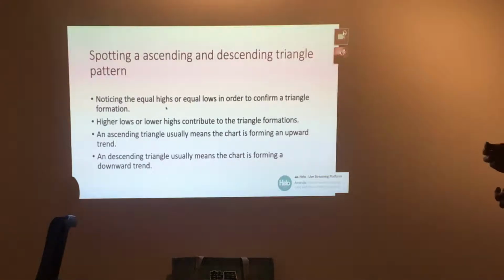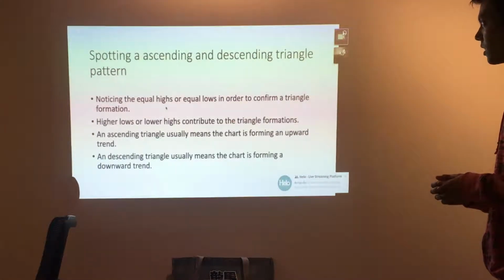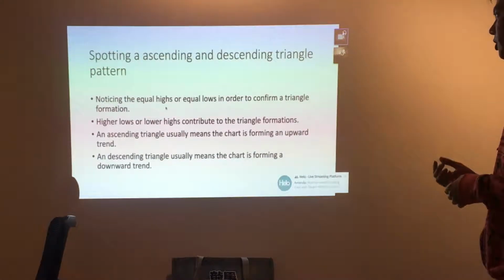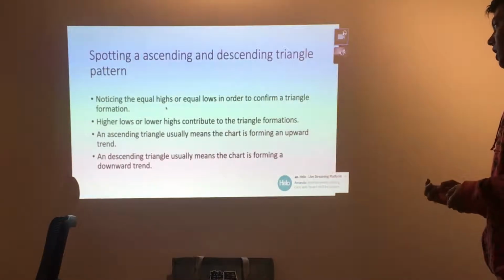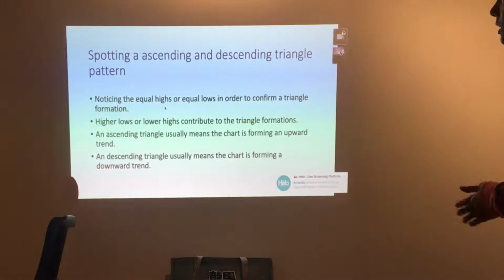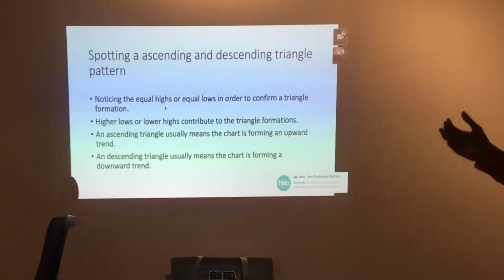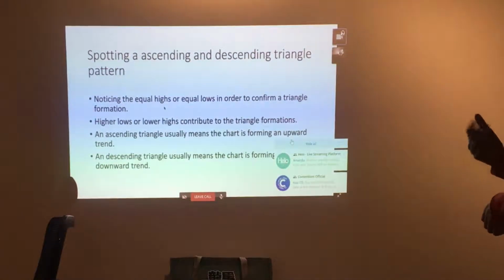Higher lows or lower highs will contribute to the triangle formations, whether it's an upward or a downward triangle, a descending or an ascending triangle. An ascending triangle usually means that the chart is forming an upward trend, or rather a bullish movement. A descending triangle usually means the chart is forming a downward trend or bearish movement.